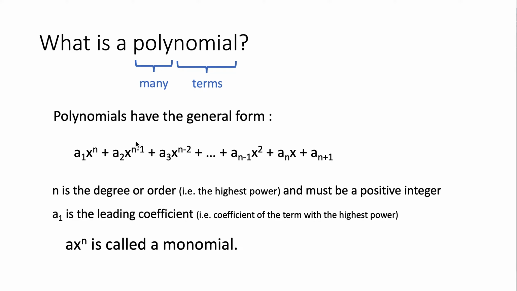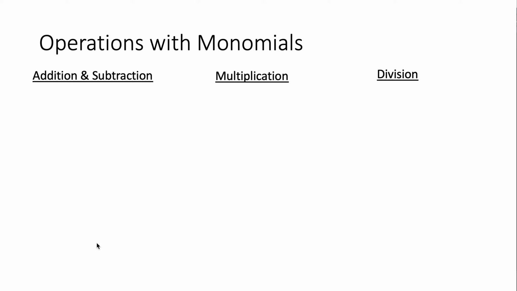So each of these terms is called a monomial. Something times x to the something is called a monomial. Let's talk about operations with monomials. So addition and subtraction, nice and easy.